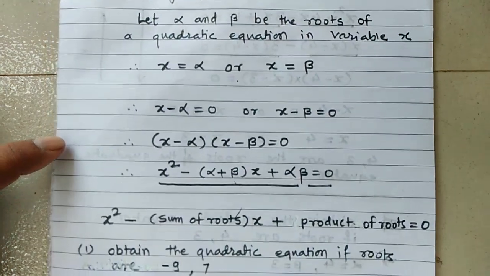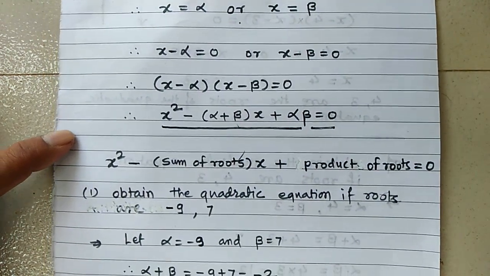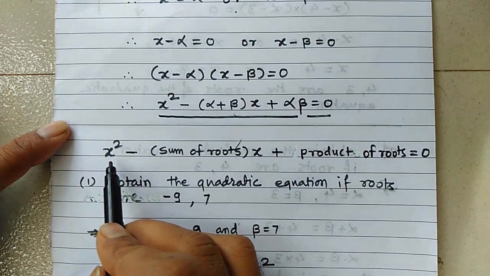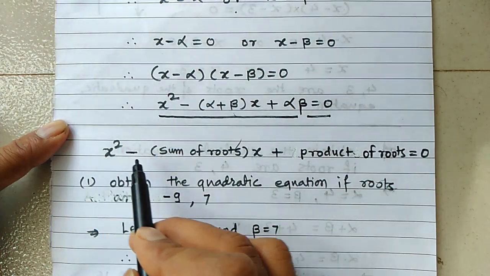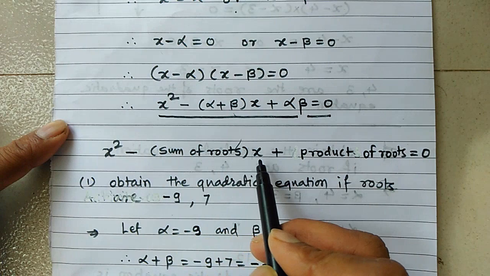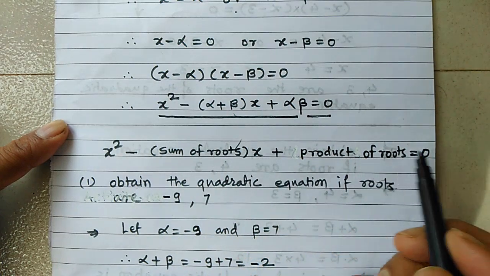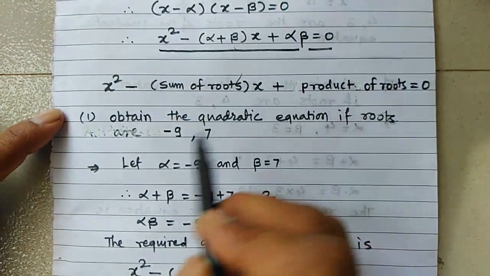Now I am showing you the example. Yes, we can write down this formula in words also. x square minus sum of the roots into x plus product of the roots is equal to 0. Here is the first example.